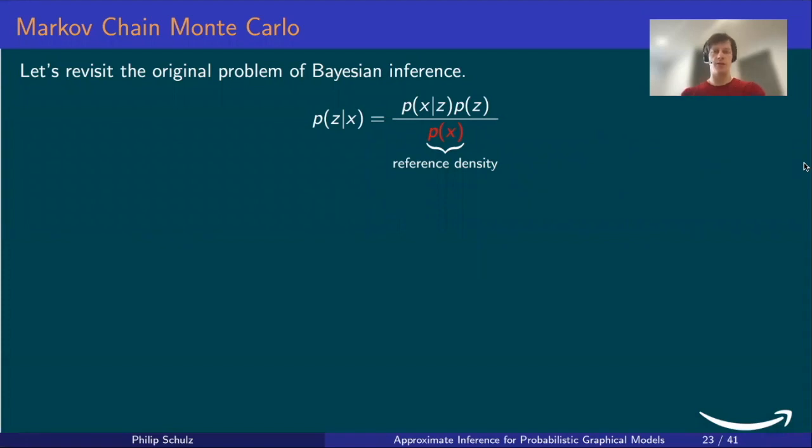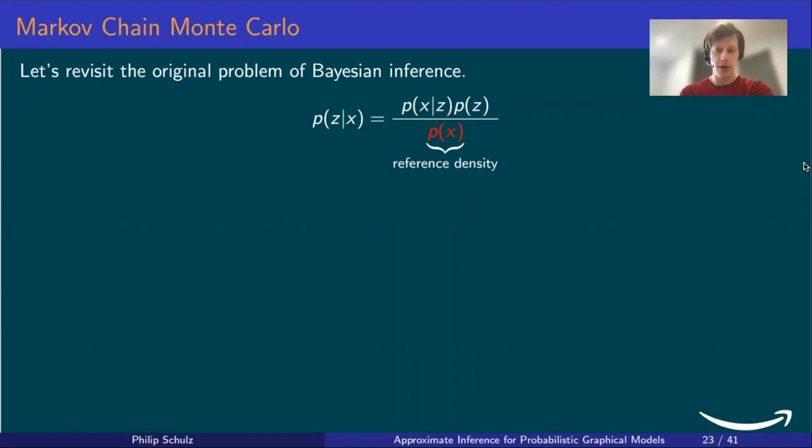So let us turn back to the original problem of Bayesian inference, namely that we can't compute the posterior exactly because we can't compute P of X, right? The marginal over X, our data. And I'm going to call P of X the reference density here, because what it does essentially is it normalizes the joint density over Z and X, right? So now, what if we could swap out this reference density, which we can't compute, for another density, which you can actually compute? That's kind of the underlying idea here.